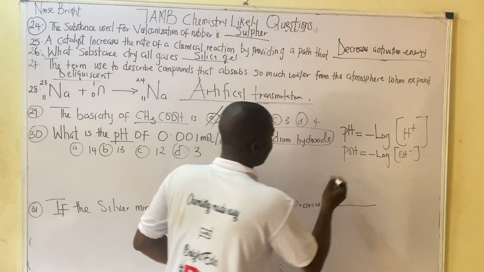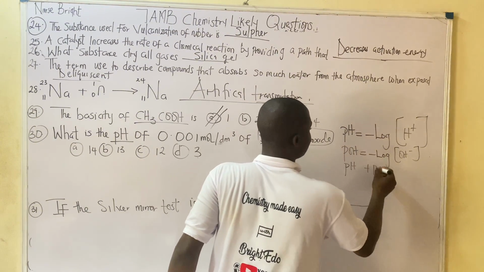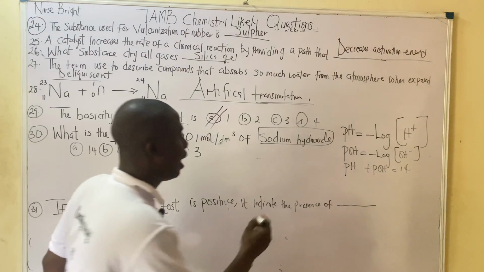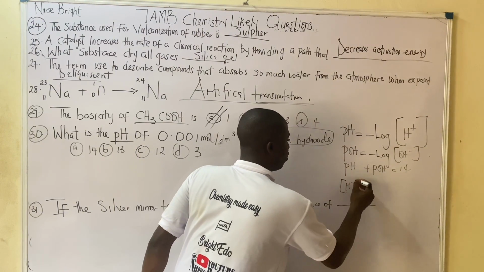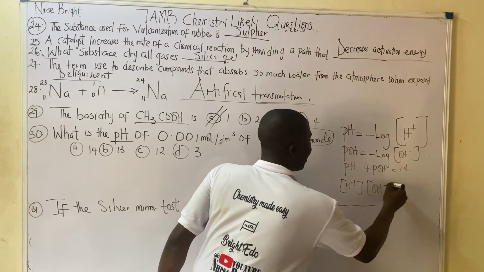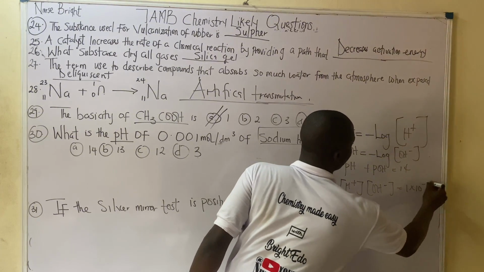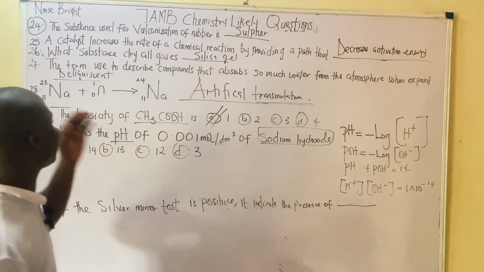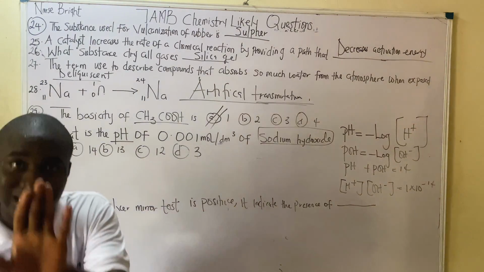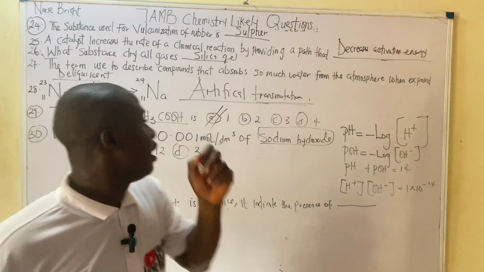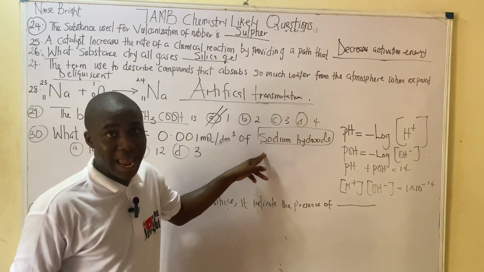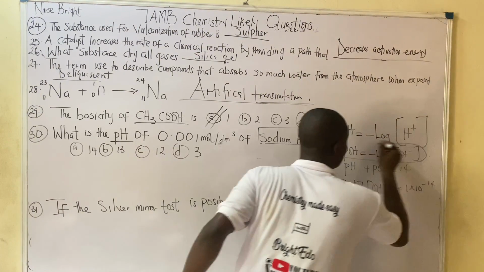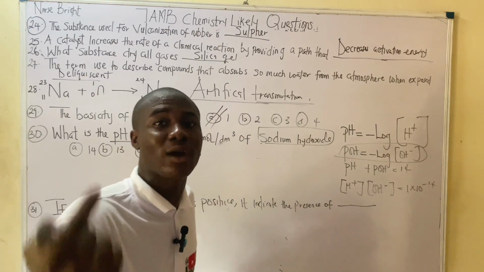Next, pH plus pOH is equal to 14. And next, H plus times OH minus is equal to 1 times 10 raised to the power of minus 14. So these are the 4 formulas you should take note of. What are they asking us for? Is it not pH? Yes. But please, let's be very careful. What they gave us was a base. So what we have to look for first is pOH. After we've calculated pOH, we then convert to pH.